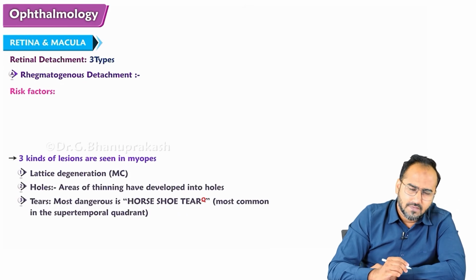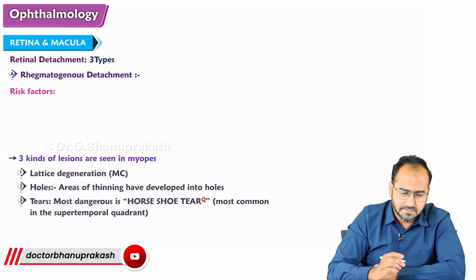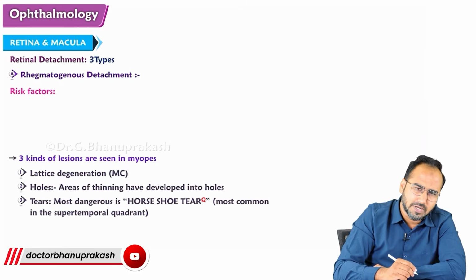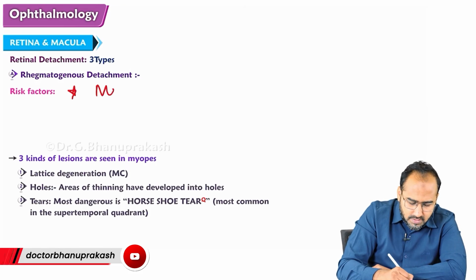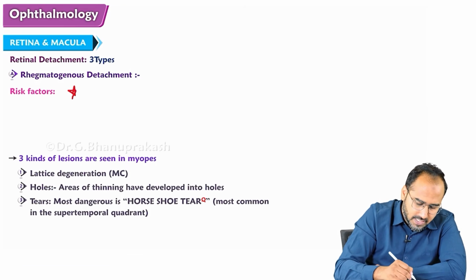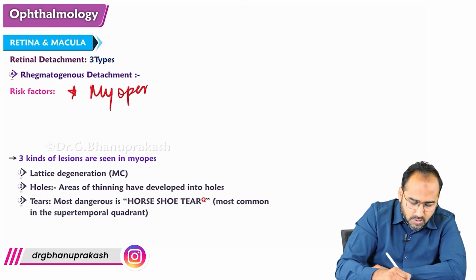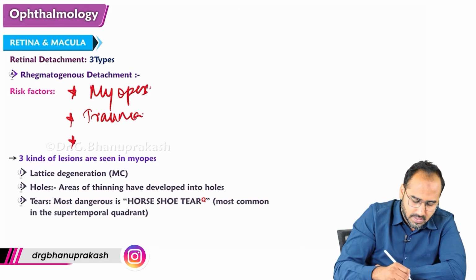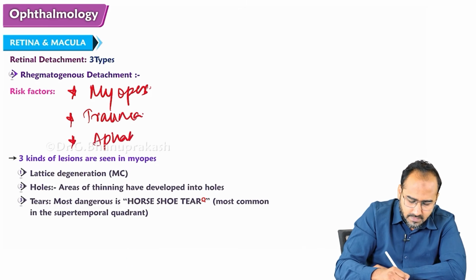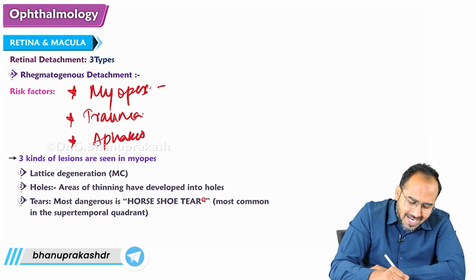First of all, guys, I told you there are three types: rhegmatogenous, tractional and exudative. Okay? So, what are the risk factors for developing rhegmatogenous retinal detachment? Risk factors are myopes, right? Trauma, or aphakia. They are at risk of developing rhegmatogenous retinal detachment.